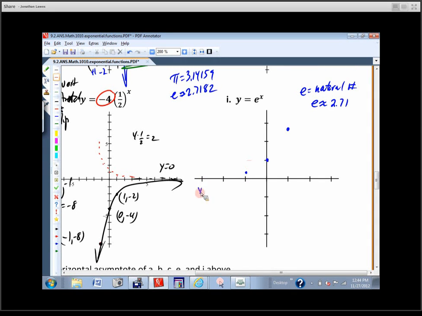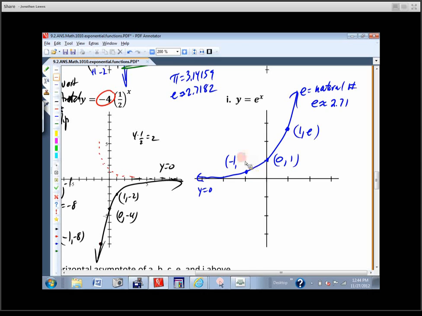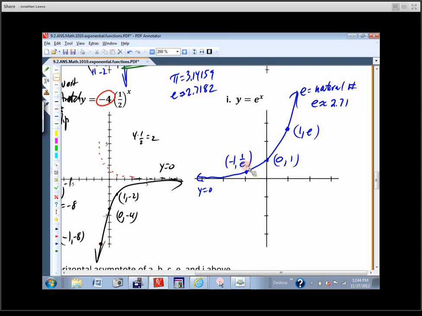We're going to have a horizontal asymptote of y equals 0. This is what exponential base E looks like. It doesn't look very special, doesn't look any different than the other ones that we've had. We do want to label these points right here: (1, E), (0, 1), and what's this one? (-1, 1 over E). Okay, that's how you'd write it.